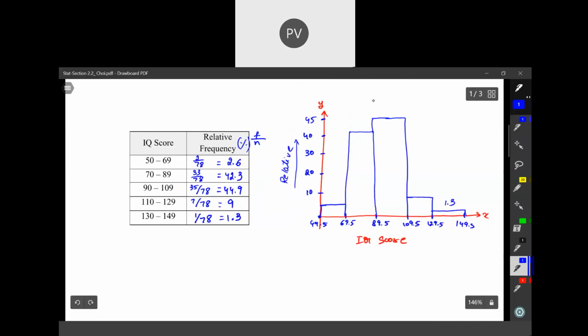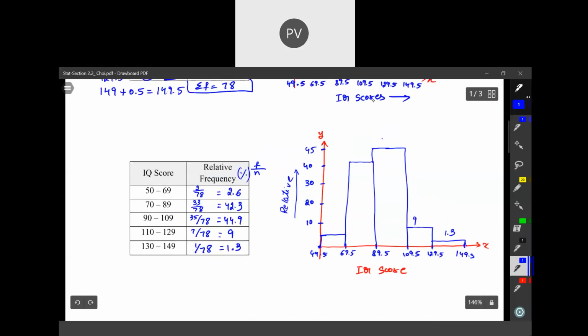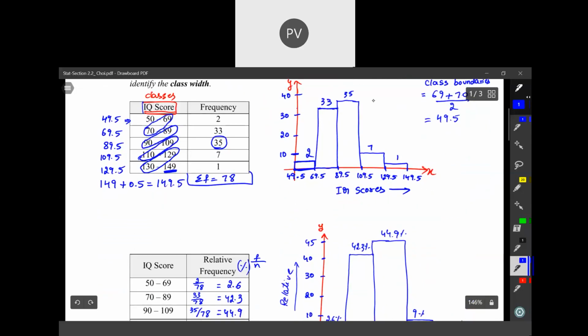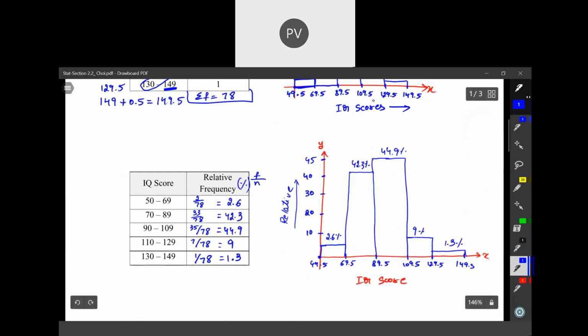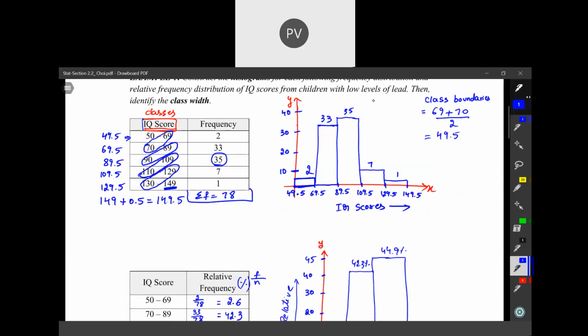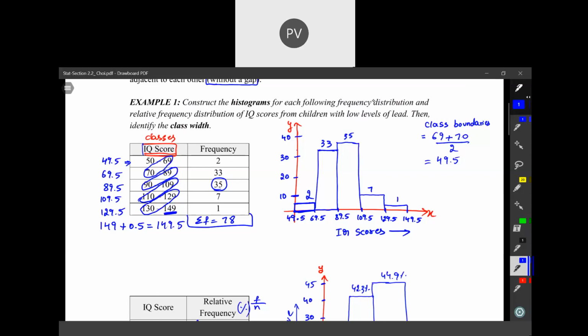So this is your histogram. This is 1.3 and this is 9, 44.9 percentage, 42.3 percentage, 2.6 percentage. Remember, these are the percentage values. So this is how you draw the histogram, when they have given you actual frequencies and when they give you relative frequencies. Remember, I told you the histogram definition that the horizontal line will have the classes and the vertical line should have the actual frequencies. Now, this is frequency and classes, so this is called a histogram.